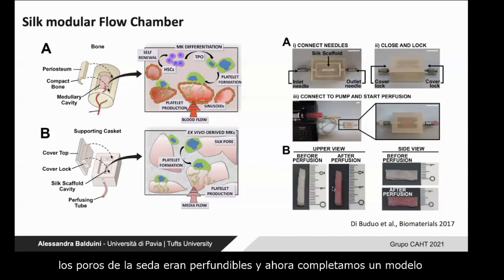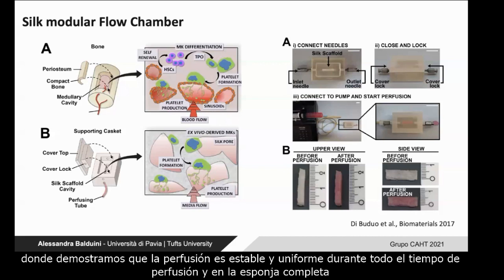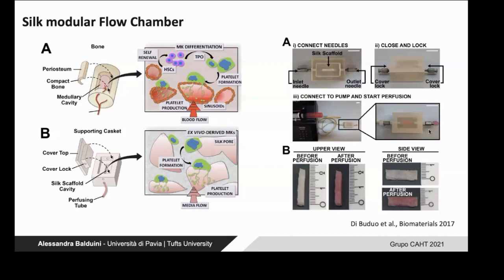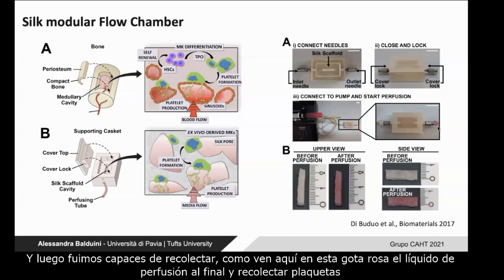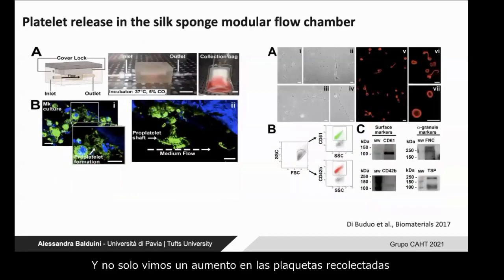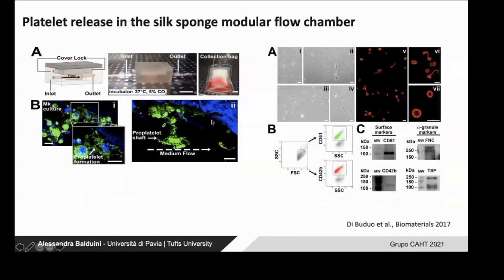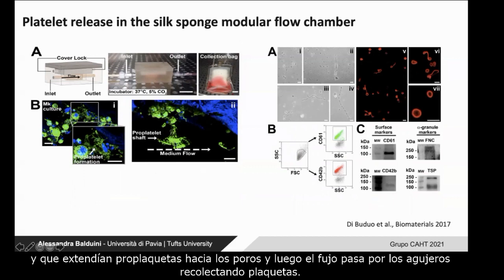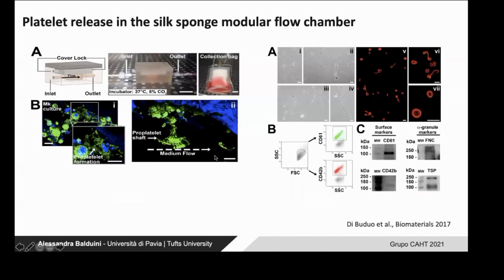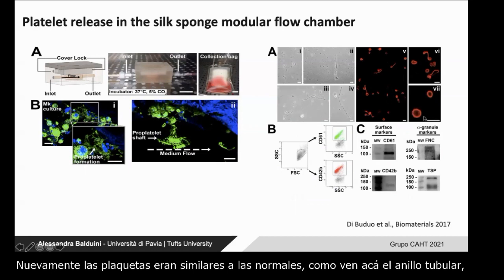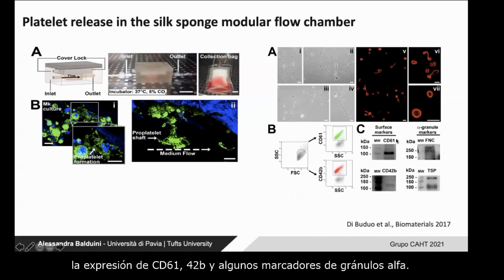And now we also completed a computational model where we demonstrated that the perfusion is stable and uniform during all the perfusion and in the entire sponge. And then we were able, as you can see here in this pink drop, to collect the perfusion at the end and collect platelets. Not only was there an increase in platelet collection, but we also demonstrated that the megakaryocytes were able to adhere to the sponge functionalized with matrices, and then they extended proplatelets towards the pores, towards the holes, and the flow was passing through the holes, collecting platelets. And again, platelets were similar to normal platelets, as you can see here: tubulin ring, expression of CD61, CD42b, and some markers of alpha granules.